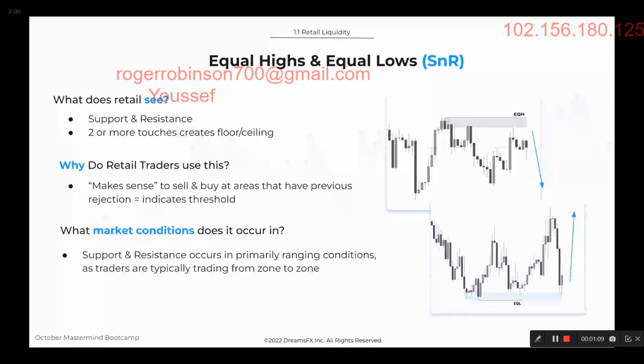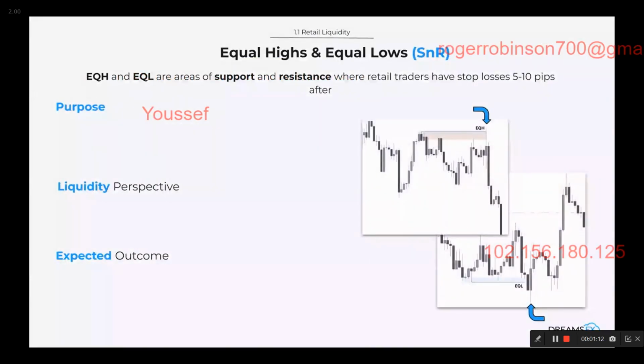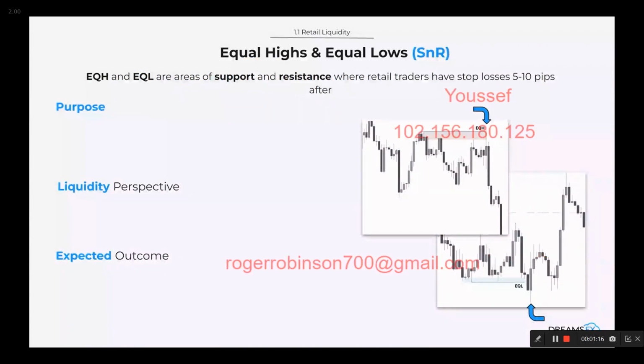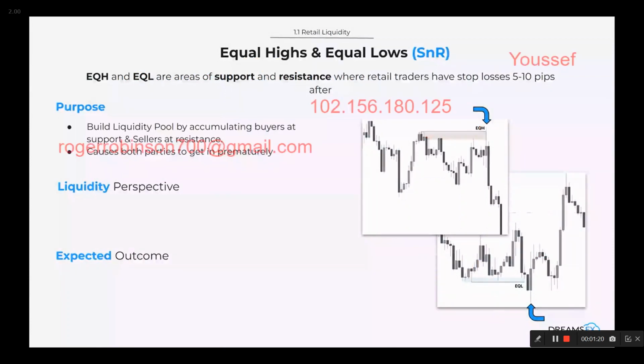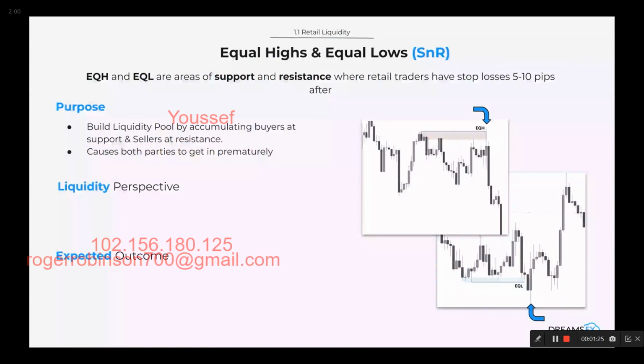We spent too much time on it because you guys already have that understanding. So now, equal highs and equal lows. We know that these traders do not have their stop losses exactly at these areas. They could be 5 to 10 pips afterwards. So the purpose of these types of liquidity is to build a pool by accumulating buyers at support and having those sellers distributed at resistance who got in prematurely.